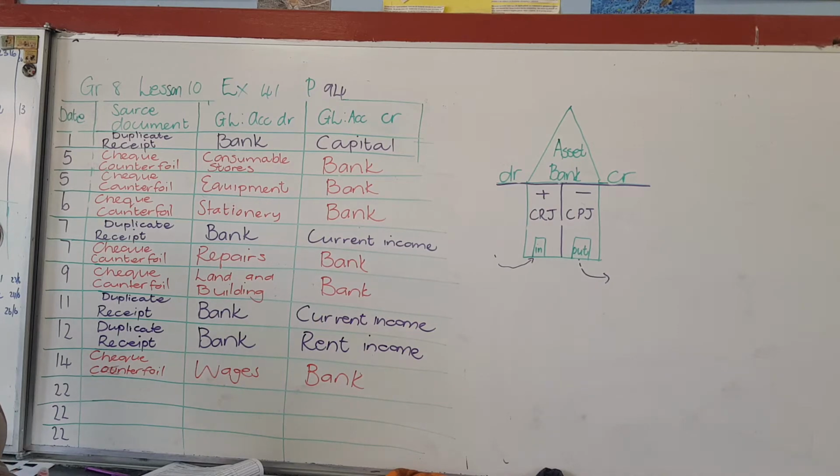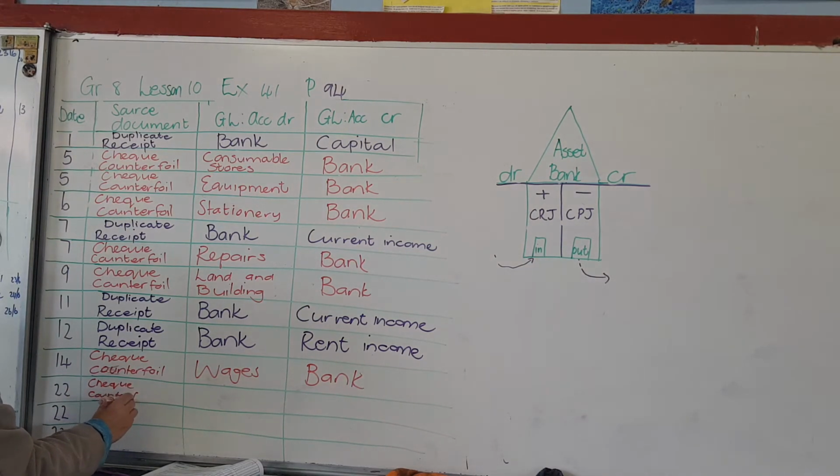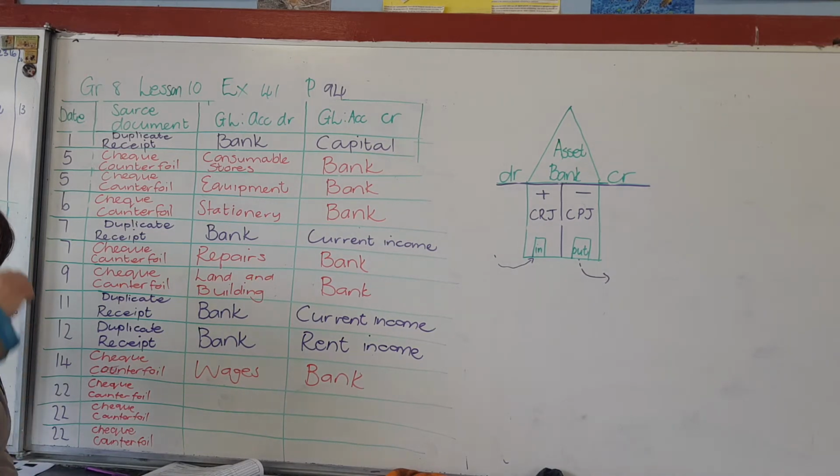On the 22nd, we've issued a check. So it's going to be check counterfoil. You issued one check, and you made 3 payments with it, or you bought 3 different types of stuff. We'll read now. This was for stationery, consumable goods, and for the owner's personal use.